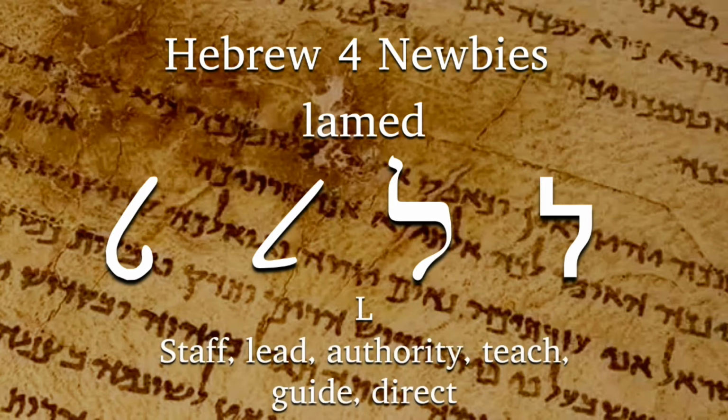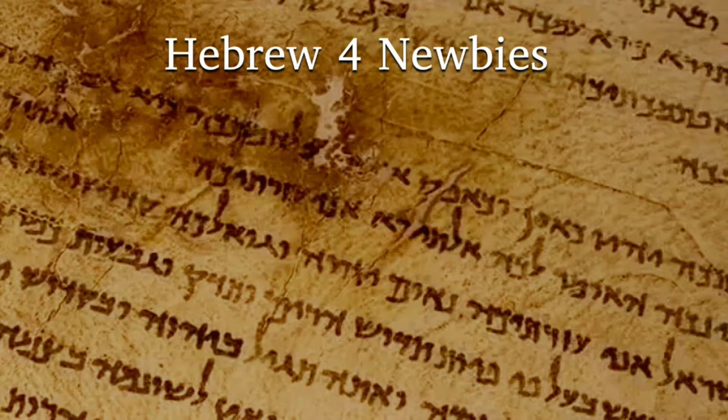Some of the meanings behind it is like a staff. In fact, the word for a shepherd's staff is malmed, LMD, malmed, lamed. To lead, like authority, to teach. The word to teach is lamad. So lamed, lamad, to teach, guide, direct. Those are the kinds of ideas behind a shepherd's staff, like he's leading his sheep somewhere.